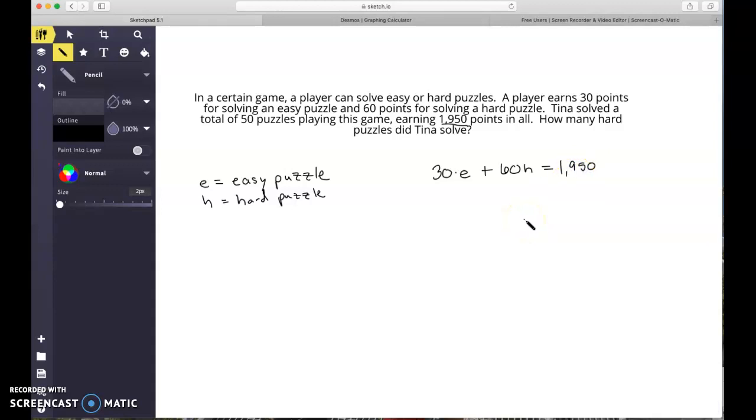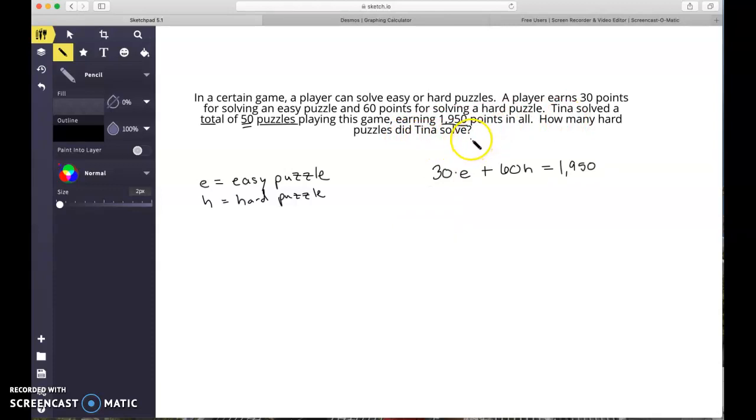That was the easy equation to set up because all that information is told to us. The maybe slightly more challenging equation is the second one, right? So here's where we have to think, okay, what other information did they tell us? You might want to go back and reread. In a certain game, a player can solve easy or hard puzzles. A player earns 30 points for solving an easy puzzle, 60 points for solving a hard puzzle. Tina solved a total of 50 puzzles. Okay, so then they want to know, how many hard puzzles did she solve?